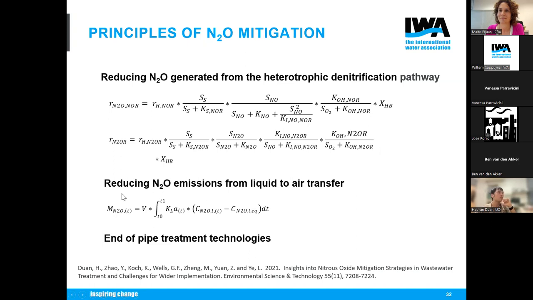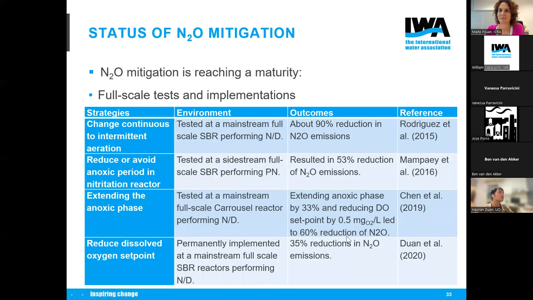And as for the physical process of liquid mass transfer, if we are able to reduce the liquid to air transfer, we will also be able to limit N2O emissions from the liquid phase. And finally, end of pipe treatment technology, such as capturing the gas and using biofilters to reduce N2O emissions.